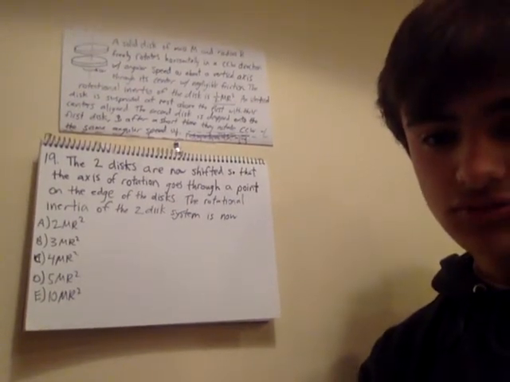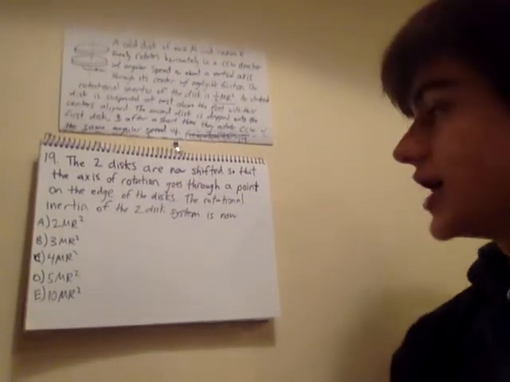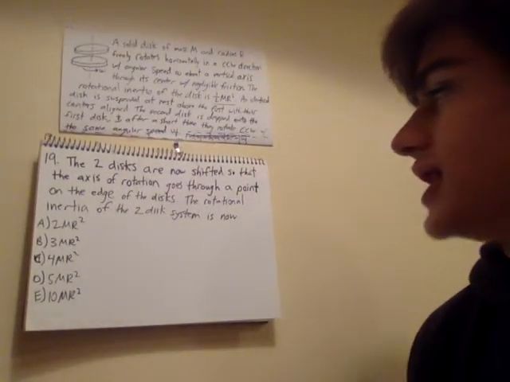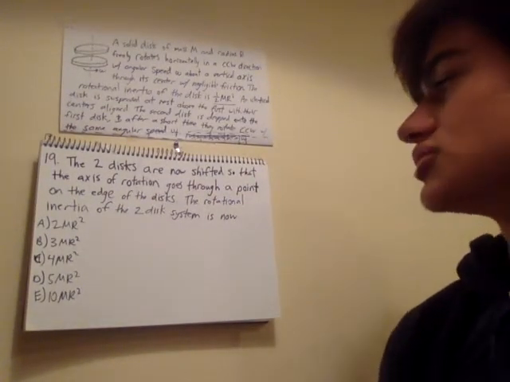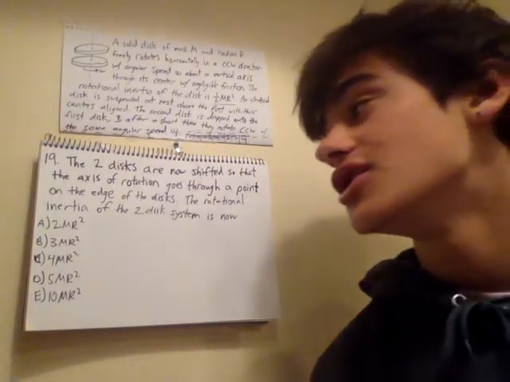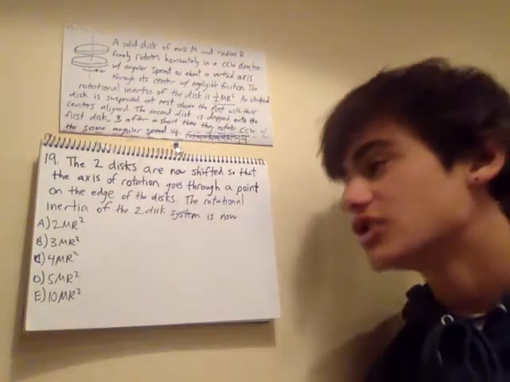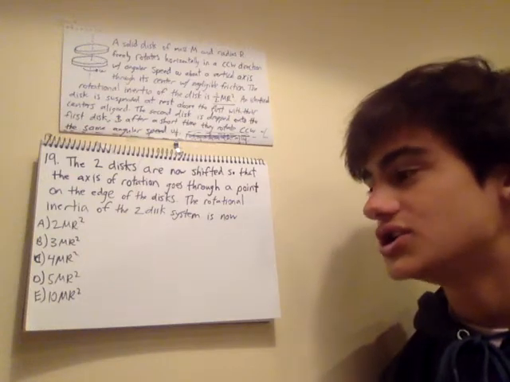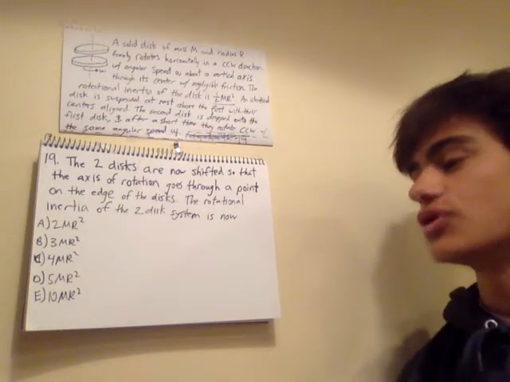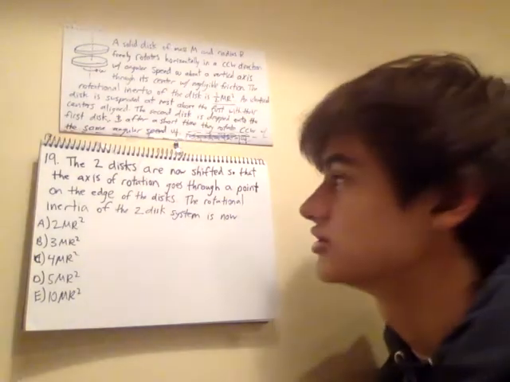so that the axis of rotation goes through a point on the edge of the disks. The rotational inertia of the two disk system is now A, 2 mr squared, B, 3 mr squared, C, 4 mr squared, D, 5 mr squared, or E, 10 mr squared.